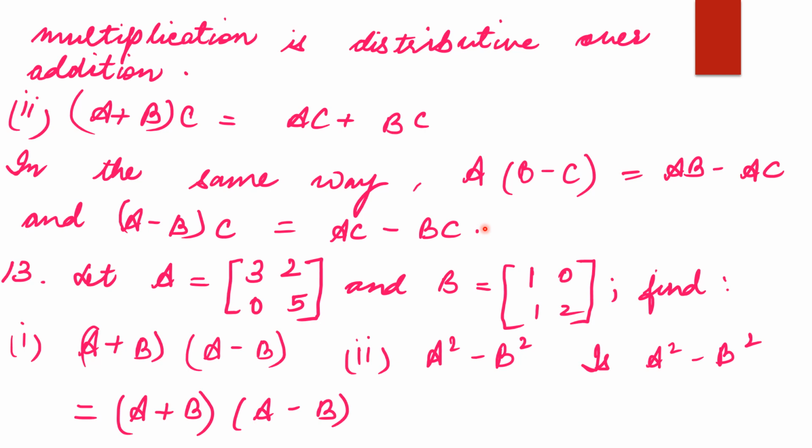Now let A be the matrix 3, 2, 0, 5 and B be the matrix 1, 0, 1, 2. Find A plus B into A minus B. Secondly, A square minus B square. Is A square minus B square equal to A plus B into A minus B? We know the rule of algebra that A square minus B square is equal to A plus B into A minus B. Let us check whether they both are equal or not.